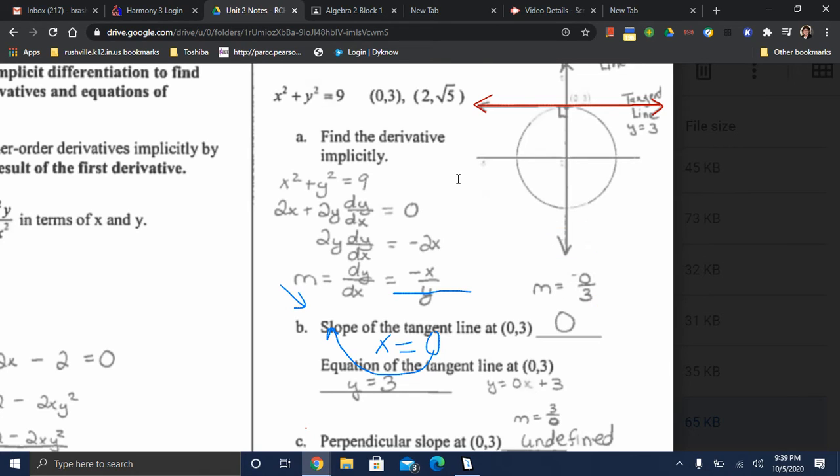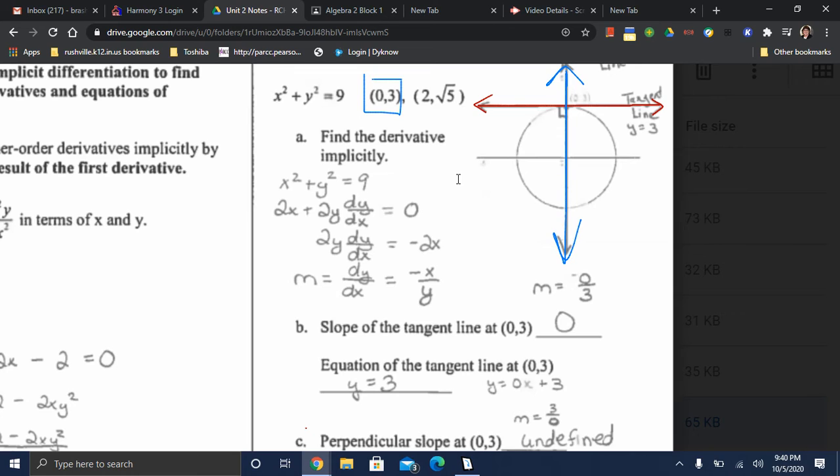So now I have my normal line at (0, 3) being vertical and going through (0, 0). So this is the normal line, and its equation is x equals 0. And so we've accomplished finding the tangent line equation and the normal line equation through (0, 3).